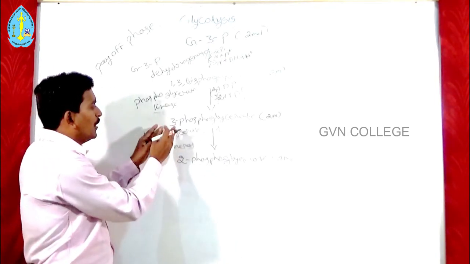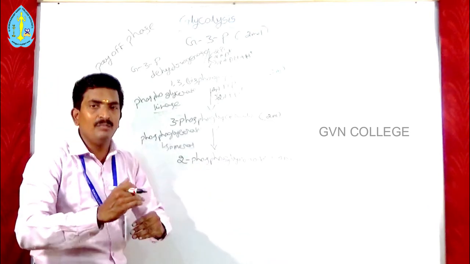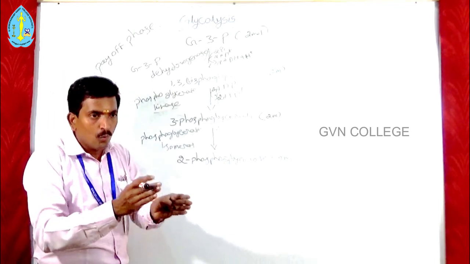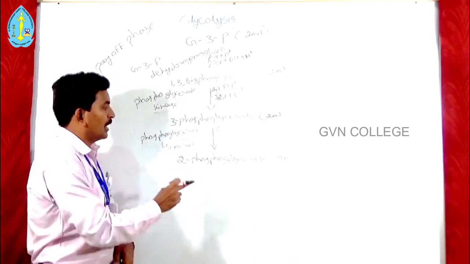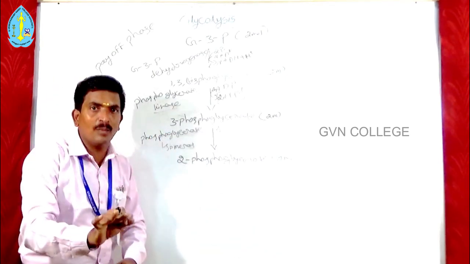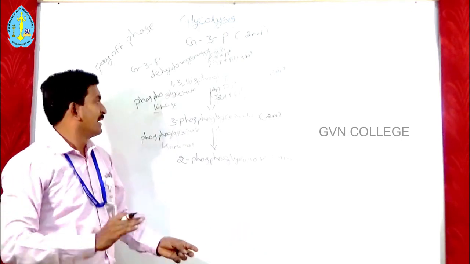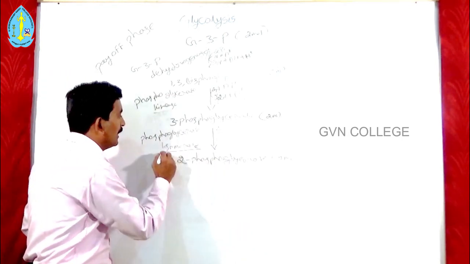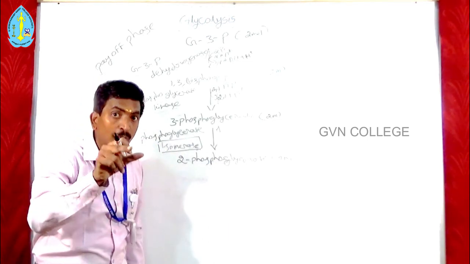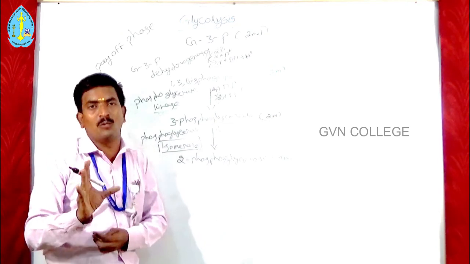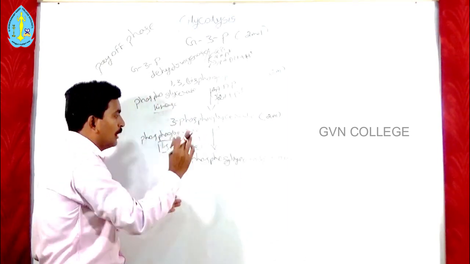Why is 3-phosphoglycerate converted to 2-phosphoglycerate? It is not a simple shifting of a phosphate from one carbon to another carbon. Most of us simply conclude that the 3-phosphoglycerate became 2-phosphoglycerate because the third carbon atom transferred the phosphate group to the second carbon atom. But it is not. Here the isomerase enzyme itself can be phosphorylated. The enzyme contains a phosphate group.